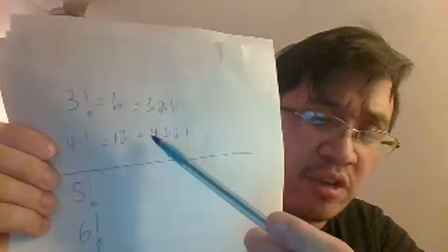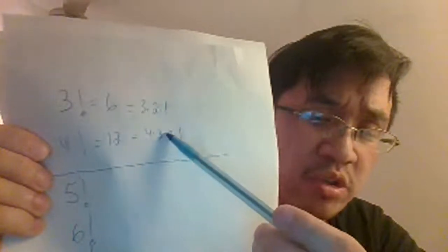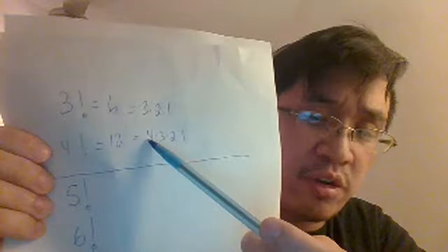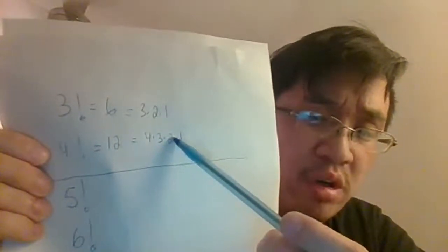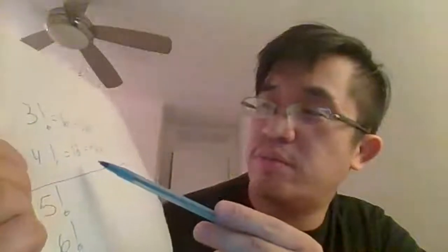4 factorial is 4 times 3 times 2 times 1. So 4 times 3 is 12. 12 times 2 is 24. And, wait, I'm sorry. Yeah, 24. And the answer would be 24.